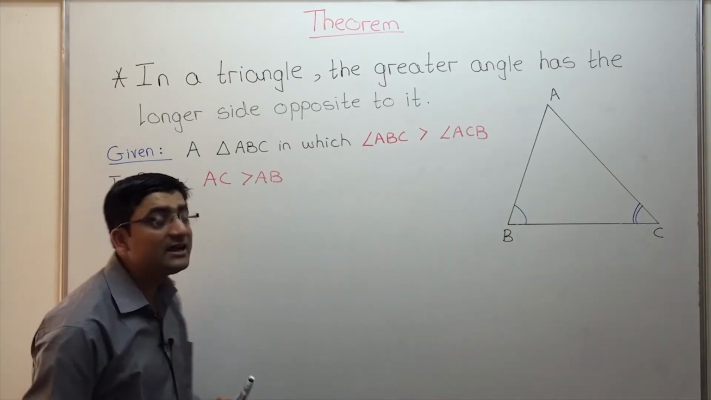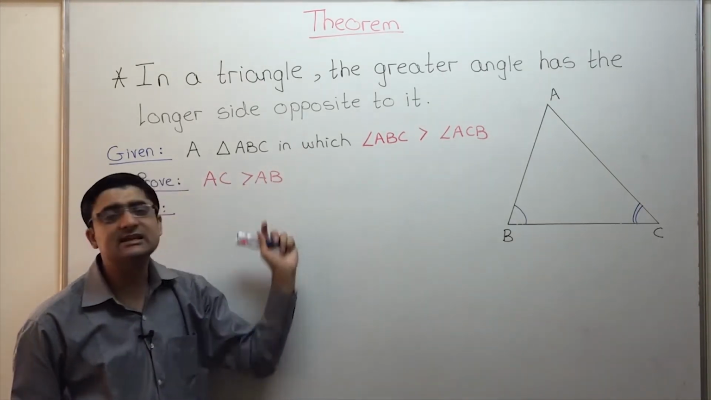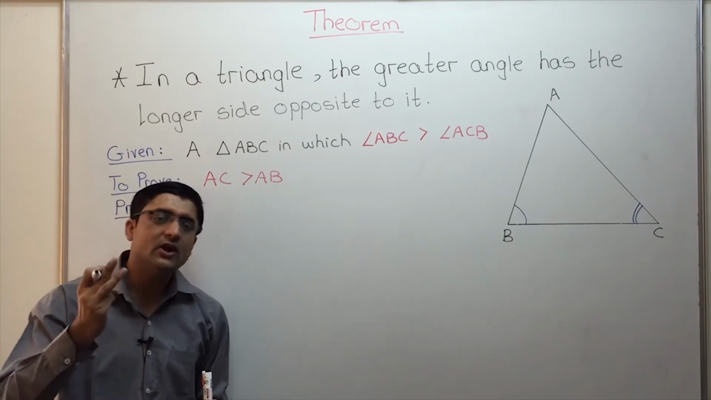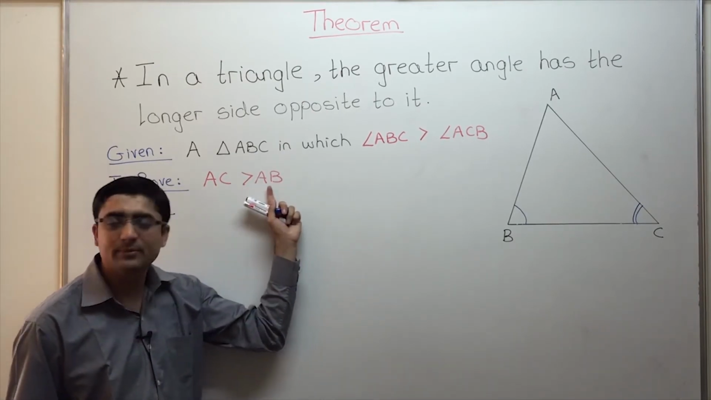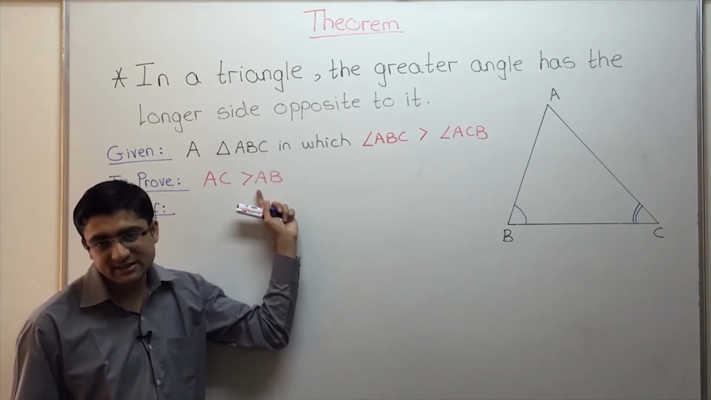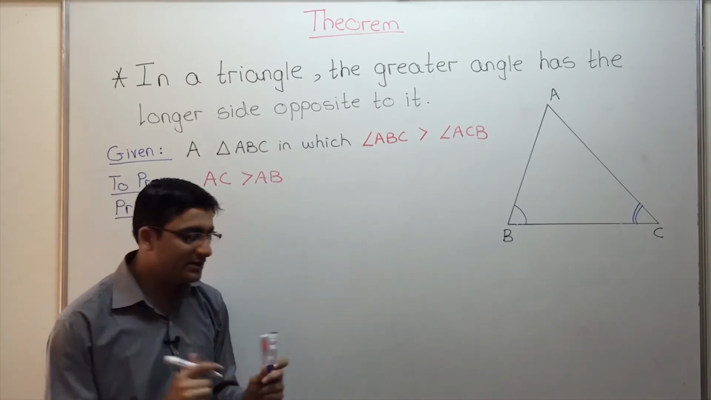See, in triangle ABC, if I talk about AC and AB, what are the possibilities? There are only three possibilities. Either AC will be equal to AB, or AC will be less than AB, or AC will be greater than AB. So let's write it down.